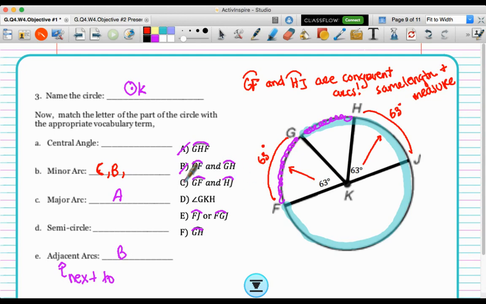What about GKH? GKH, this right here is a central angle. What about FJ and FGJ? Oh, those are semicircles. Those are 180 degrees. Those are half the circle. E. And what about GH? From here to here. That is definitely a minor arc.